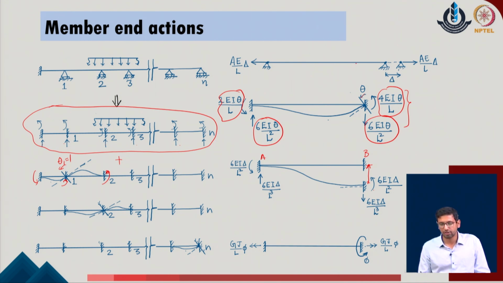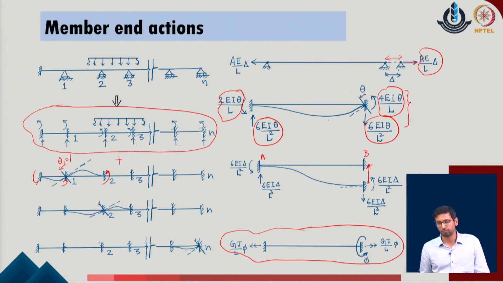Corresponding to the axial deformation, if any member is undergoing some deformation, we calculate the axial force, which is AE/L times delta. Similarly, we can also have the condition with respect to twisting taking place in the given system. If there is a twist provided in the given system, we get the twisting moment equal to GJ/L times phi. Now, with all these points in mind, we can try to evaluate these end forces of the given system.